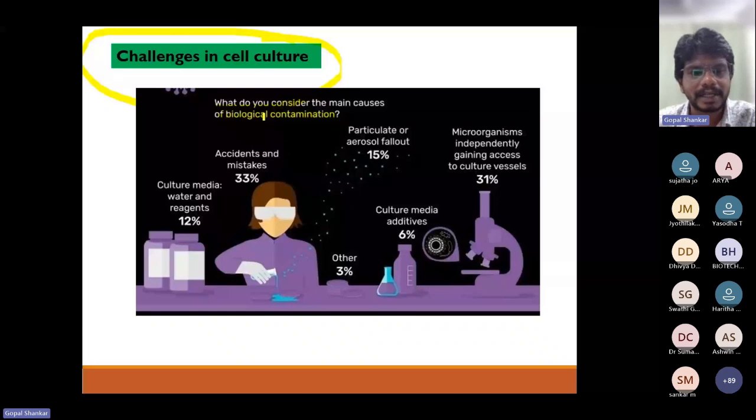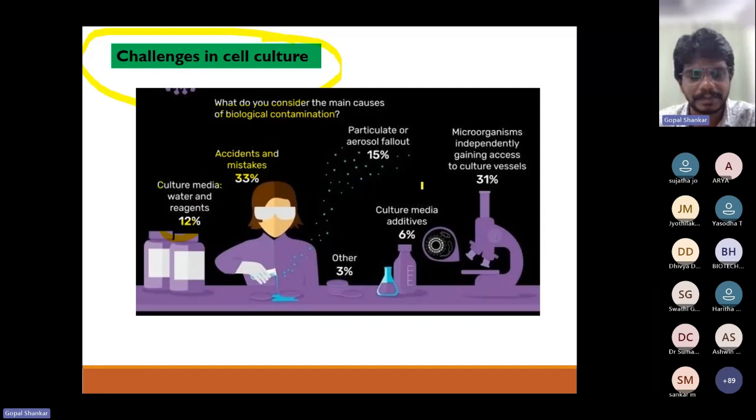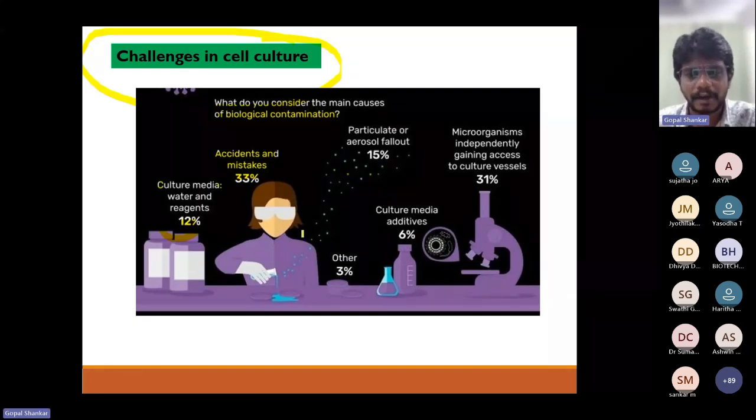So most of the time, the contaminations are basically because of accidents and mistakes, that is around 33%. Cell culture media and reagents around 12%. Particles or aerosols 15%. That is basically during the handling process. Culture media additive 6%, and microorganisms that are growing independently on all your culture vessels. That is important. So perfect sterilization is very, very important to avoid all your contaminations, and personal hygiene is also of priority when you're working in cell culture.